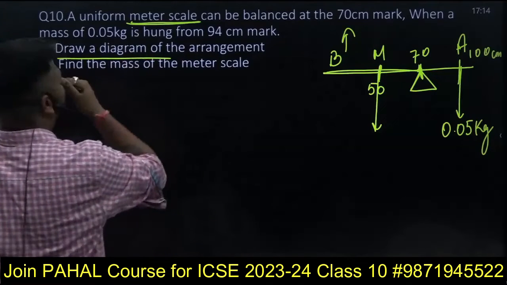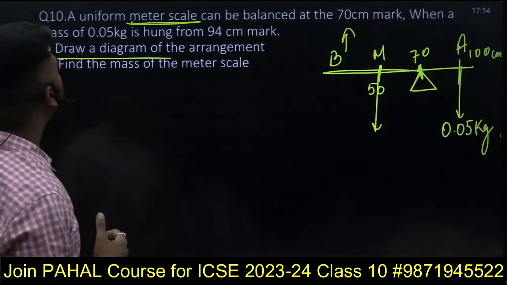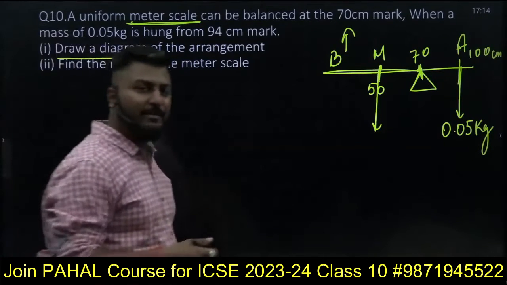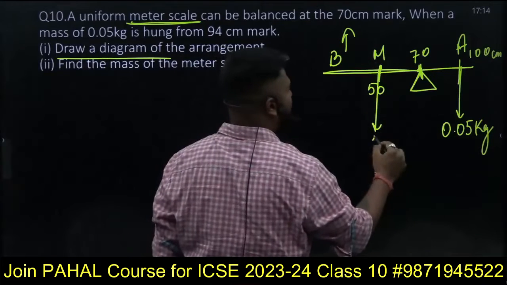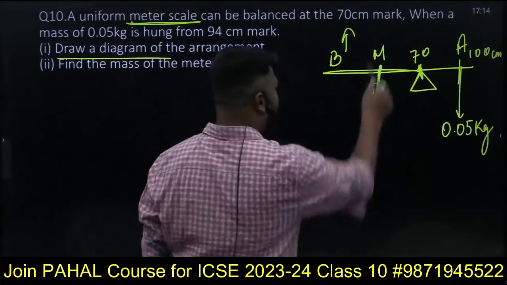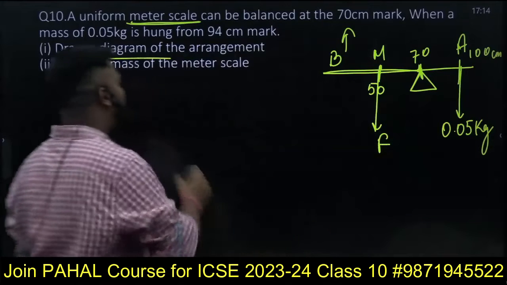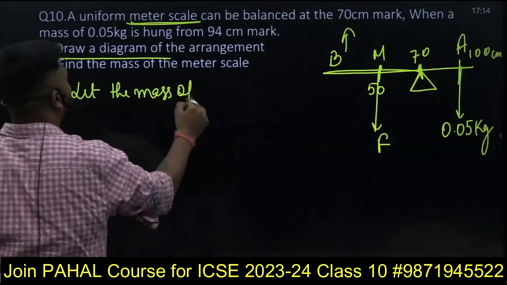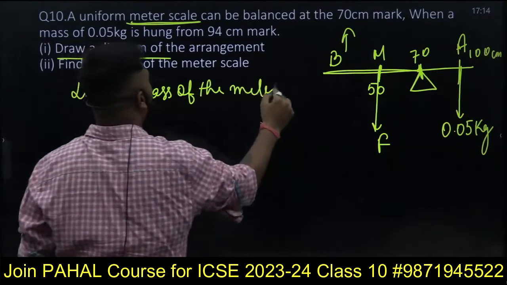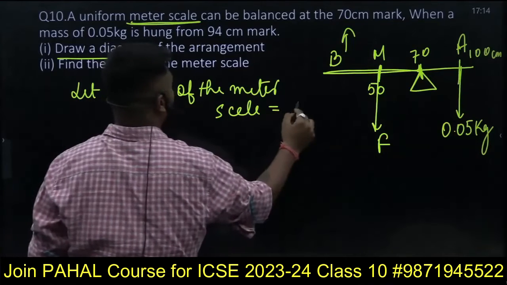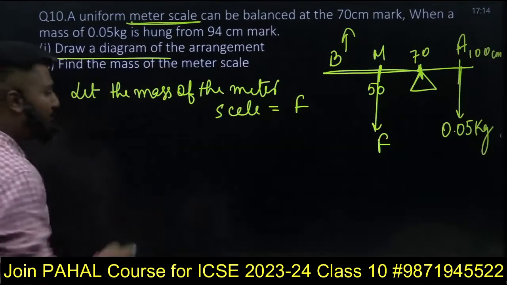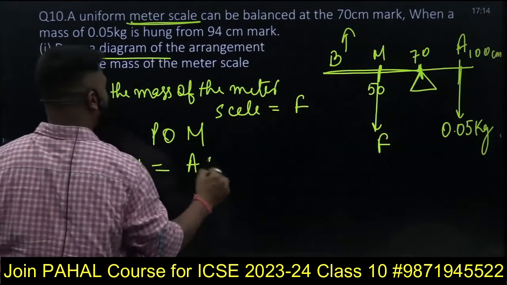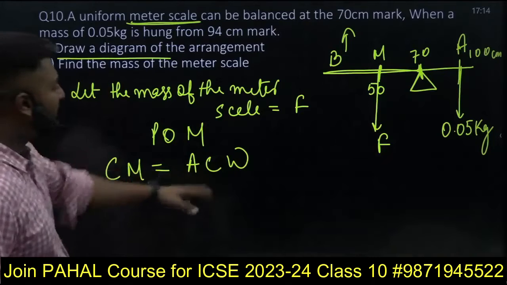Okay. So the mass of the scale, is the mass of the scale given? No, we don't know the mass of the scale. So let's take the mass of the scale as M or F, whatever. M we have already used. So let the mass of the meter scale be equal to F. Now according to POM, principle of moment, clockwise moment would be equal to the anti-clockwise moment. So anti-clockwise moment would be equal to what?